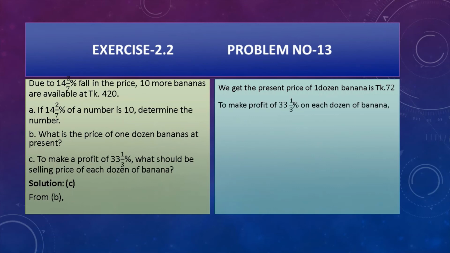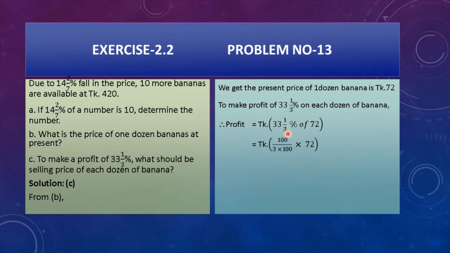To make a profit of 33 whole 1 by 3% on each dozen of bananas, therefore profit equals 33 whole 1 by 3% of 72, because we have to make profit on the present price. That's why the present selling price. That's why we have to do 33 whole 1 by 3% of 72, because we have to make profit on the present price of 1 dozen bananas.